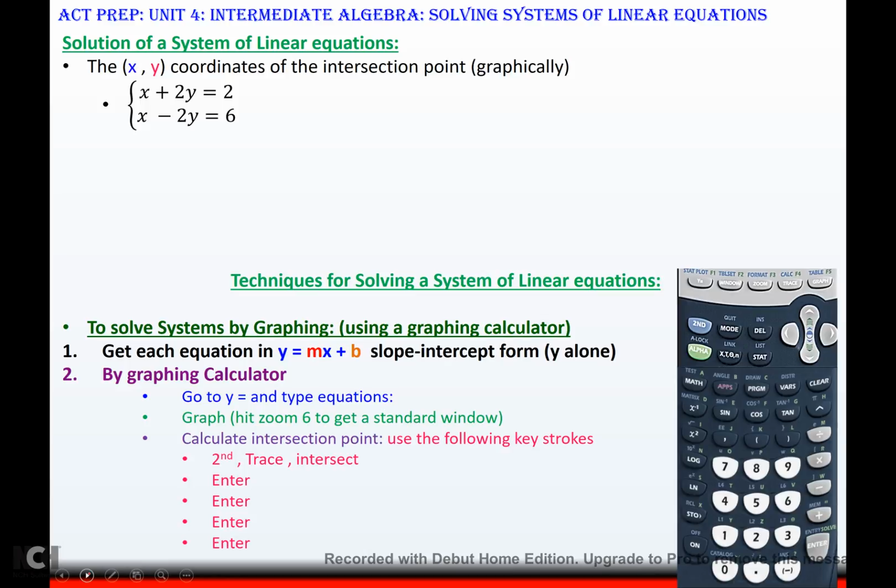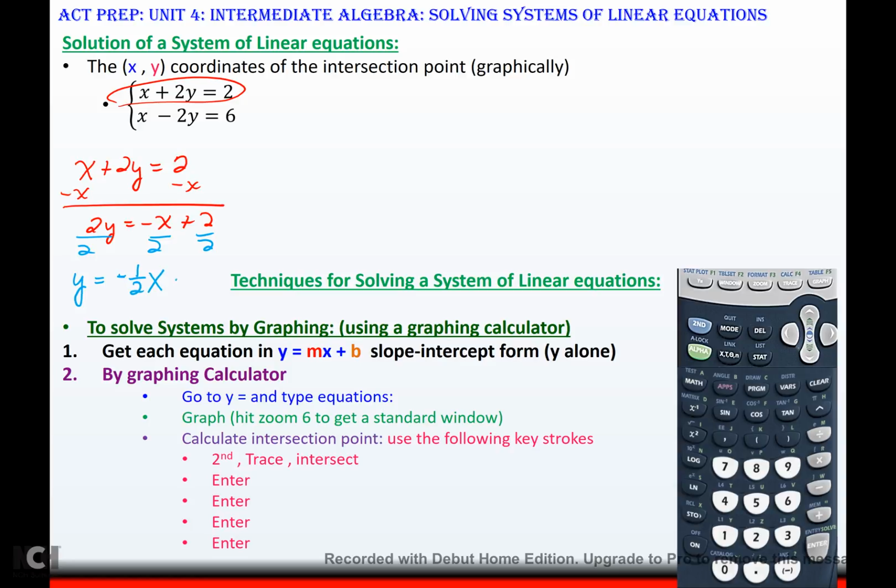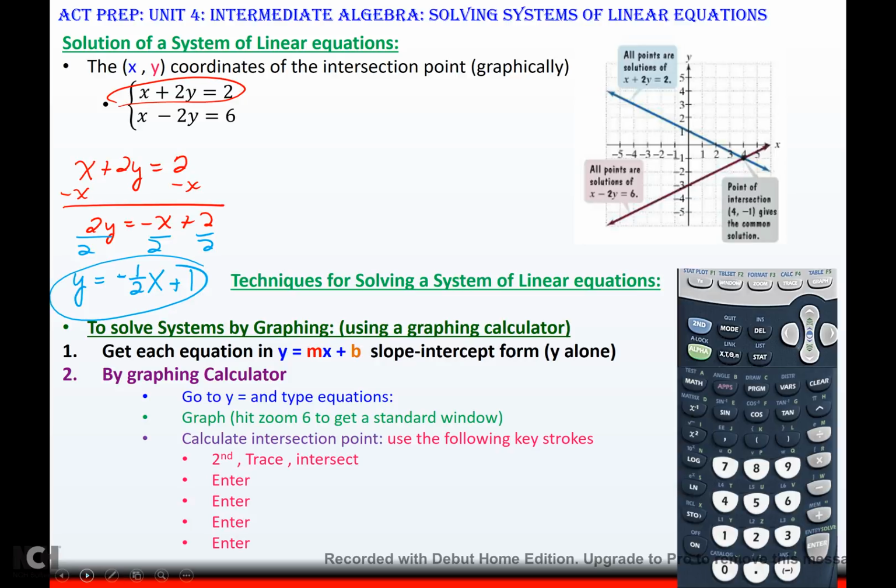Okay, so to start off by graphing, it says the xy coordinates of the intersection point. If I got y alone on this one, you can't graph until y is alone. To get y alone on this one, I'd minus x, that gives me 2y equals negative x plus 2. Then I would divide by 2, and I get y equals negative 1/2 x plus 1. And if I graphed that one, it would start at positive 1 right there, and I would go down 1, right 2, and draw the line.